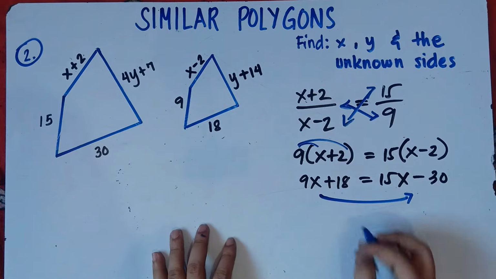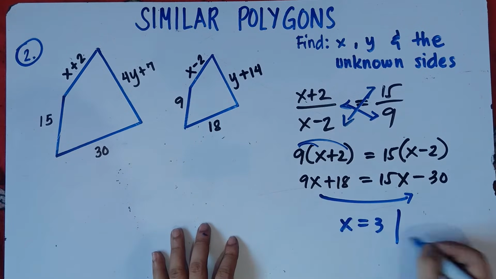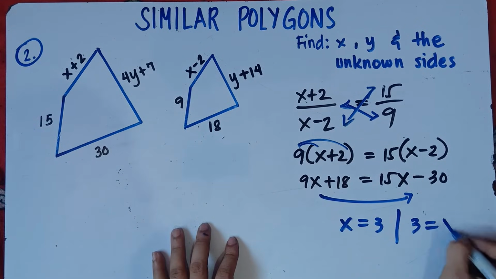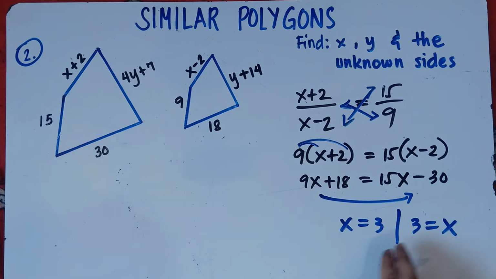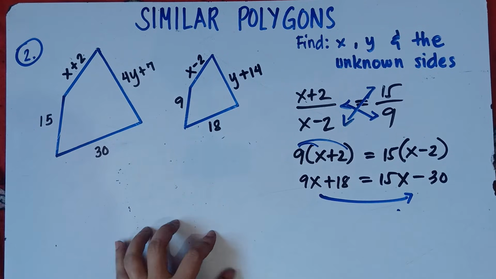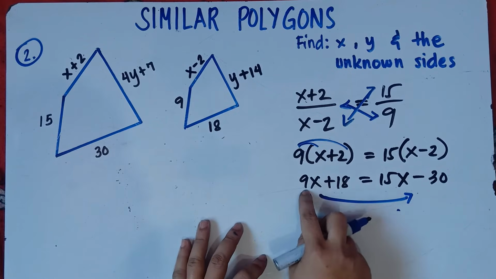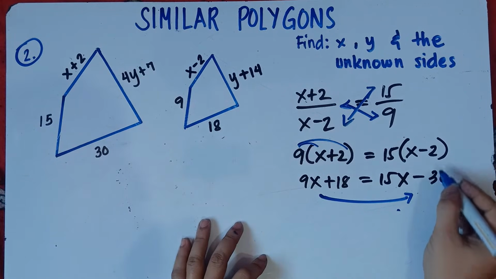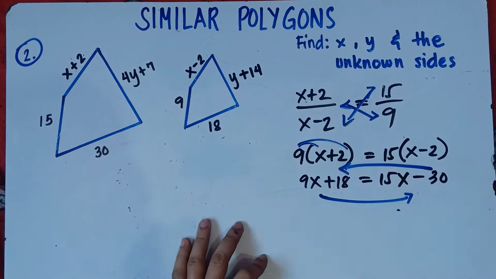Always remember, class, in algebra, x equals 3 is just the same as 3 equals x. It doesn't matter, class, if your x is on the right of this equal sign or on the left of this equal sign. This is just the same, class. So let's avoid having a negative x. So transpose 9 from left to right, then this number 30 would go right to left.